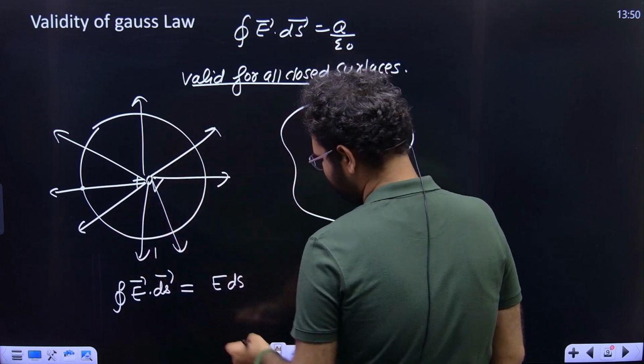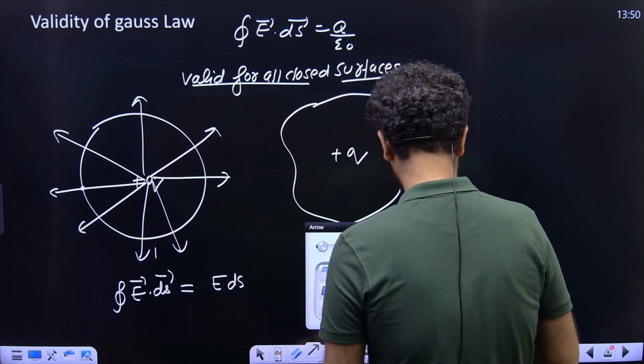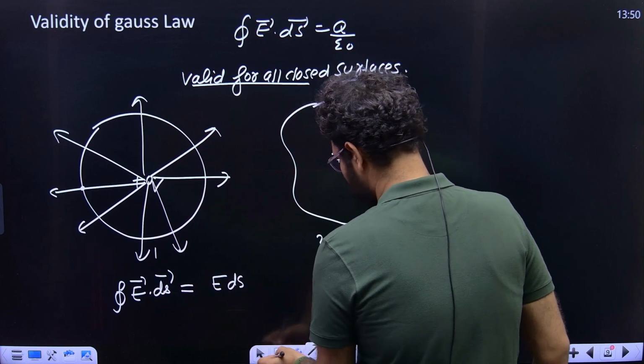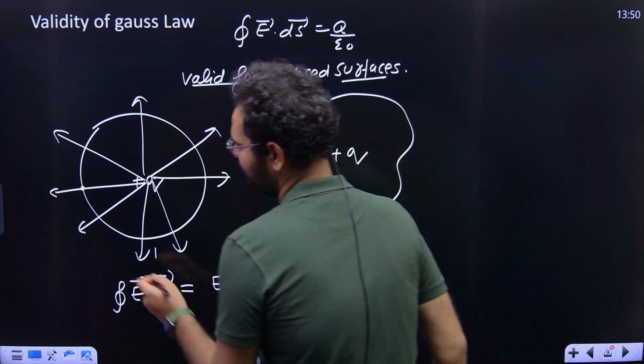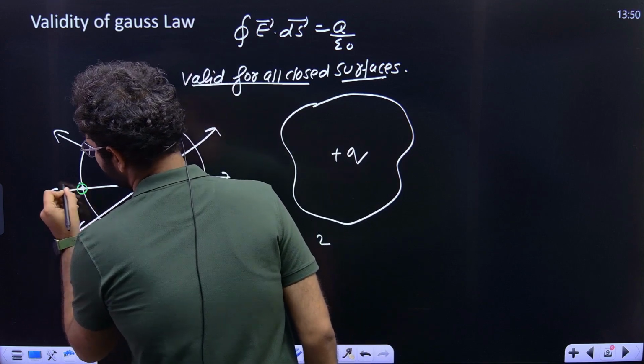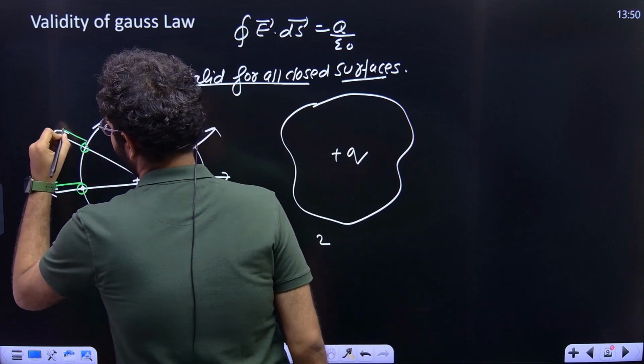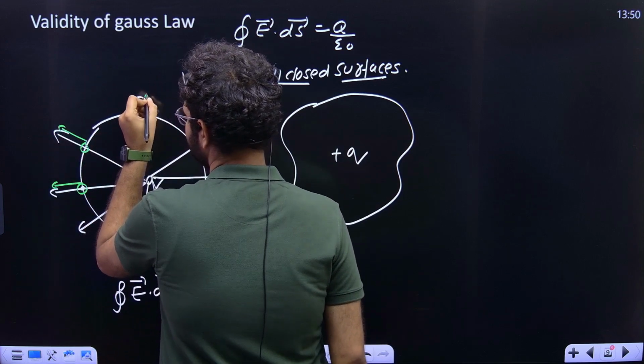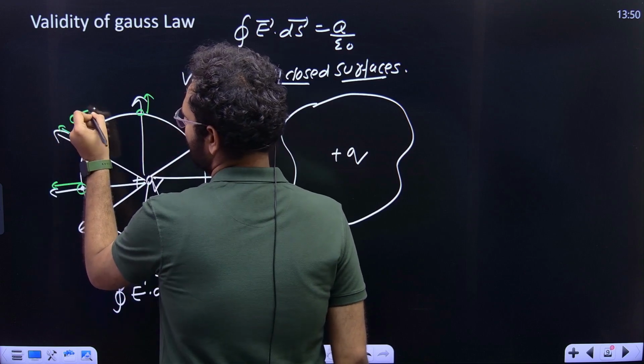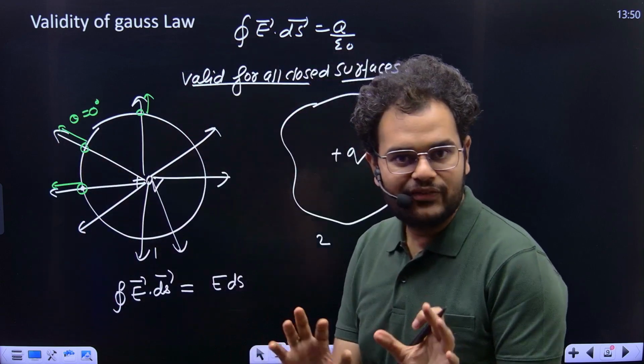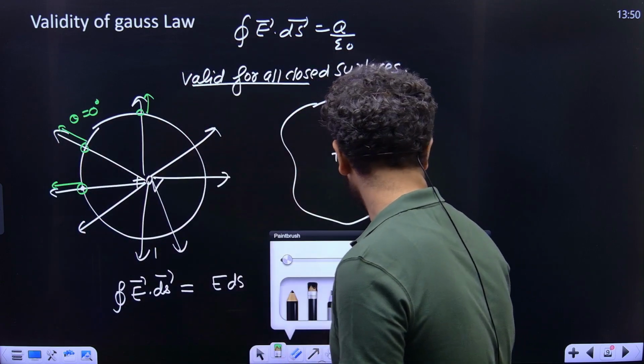What is the angle between area vector and electric field? You tell me here. Sir, here area vector is like this. Area vector is like this. Area vector is like this. That means here theta at all places is 0. Do you agree with me? Yes, sir, definitely we agree with you.